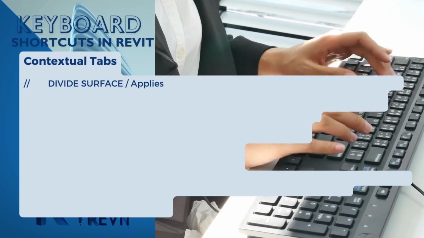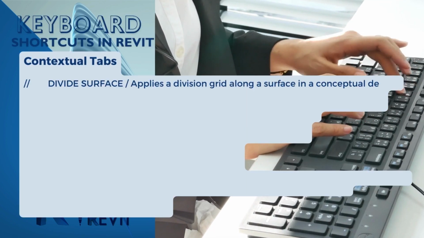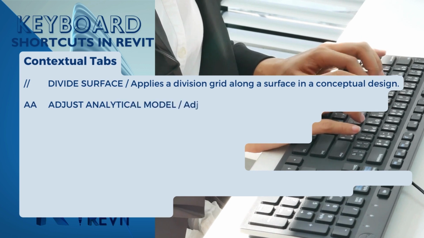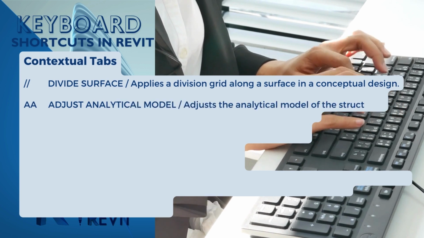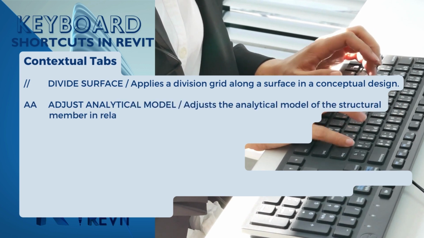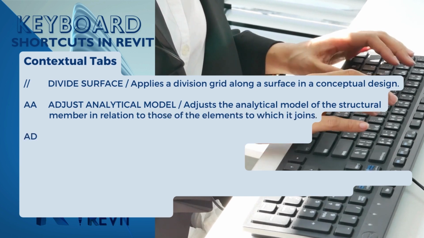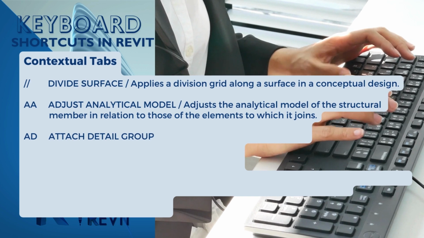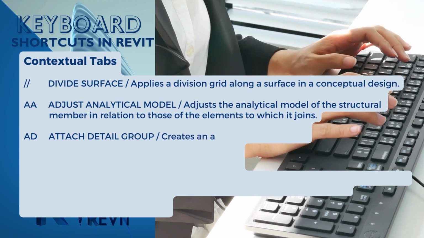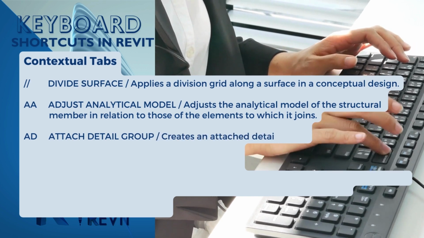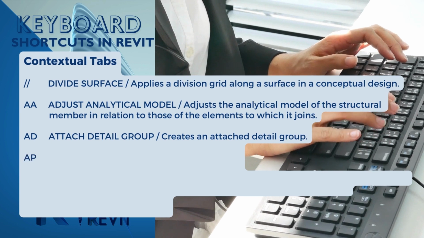Next is the Contextual tabs. Divide Surface applies a division grid along a surface in a conceptual design. AA, Adjust Analytical Model, adjusts the analytical model of the structural member in relation to those of the elements to which it joins. AD, Attach Detail Group, creates an attached detail group.